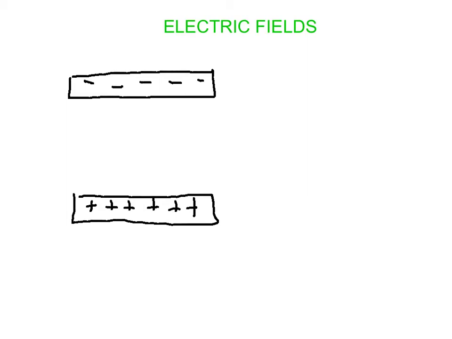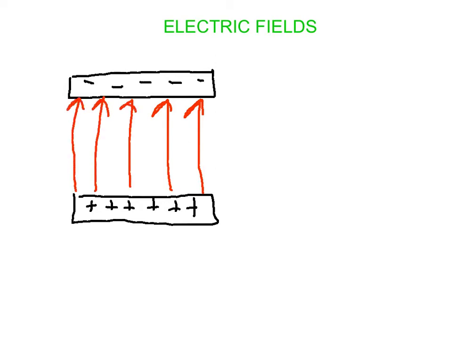So if we draw the lines, the electric field lines, of course they're going to go from positive to negative, just like that. And they should be fairly uniform. And you have this interesting thing that happens on the side where they do this. And we call that fringing.